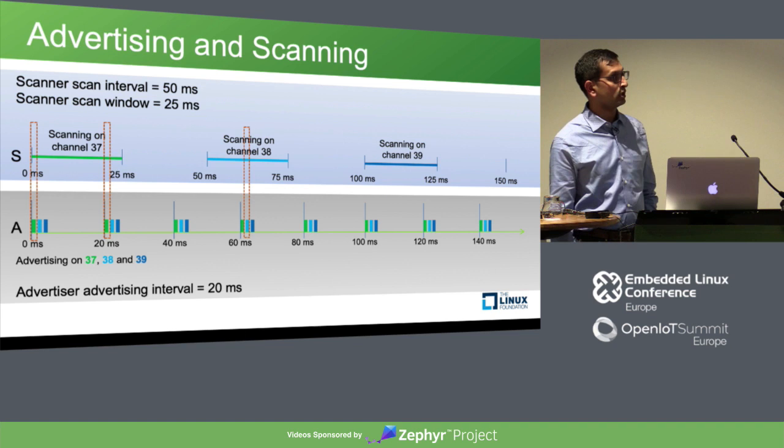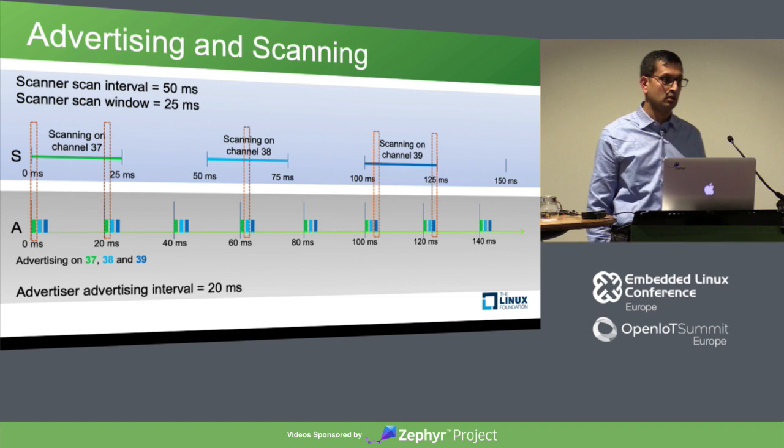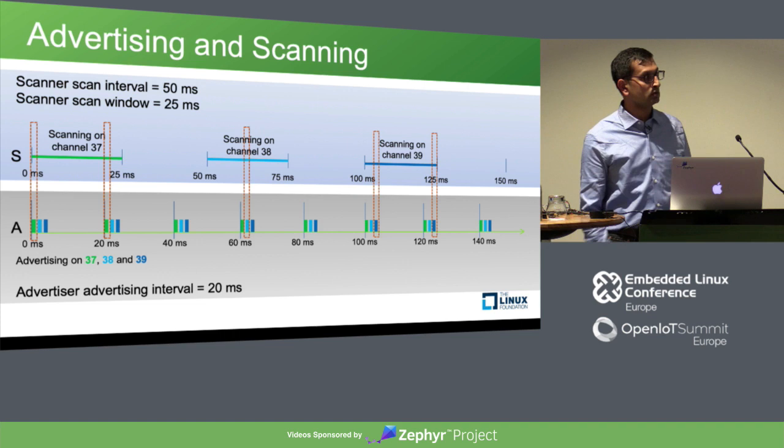So this is what you would see on air if you turn on your phone and scan for devices. It will receive packets whenever it sees the advertising on those channels.